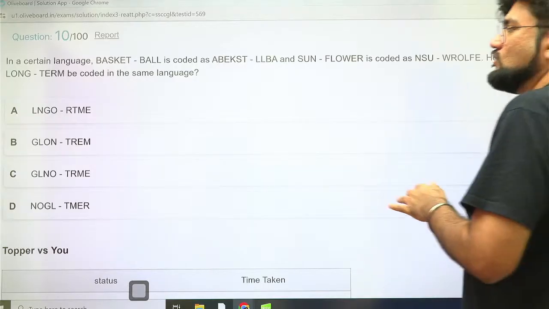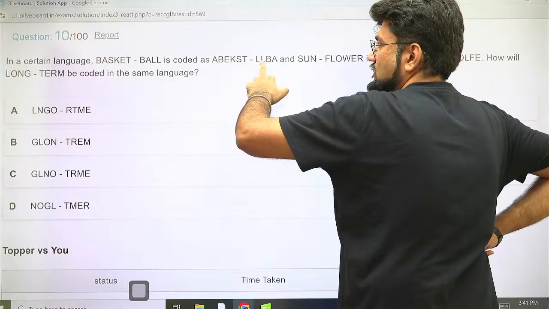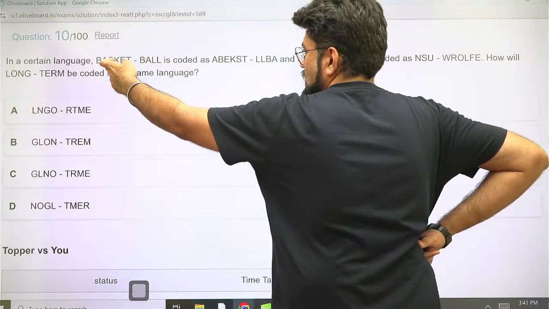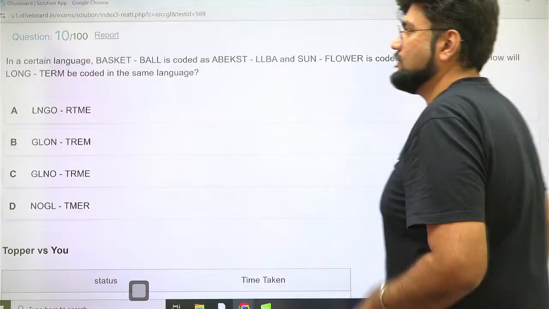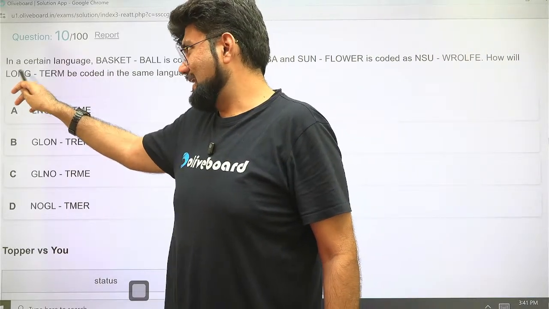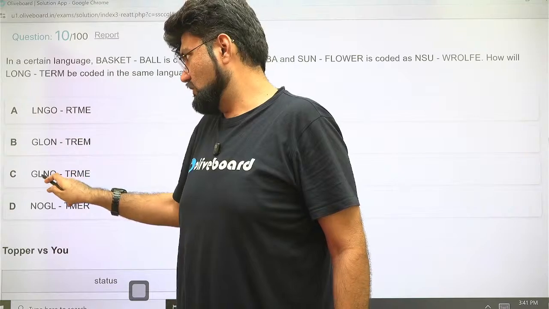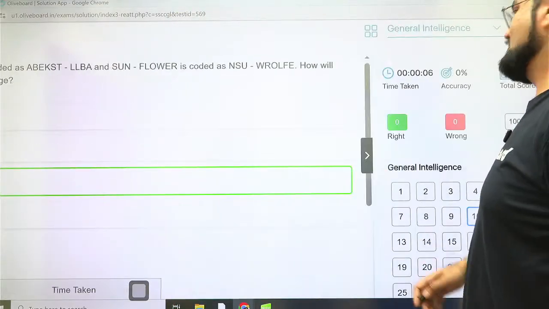Basketball, just a single glance will enable you to understand that they are being arranged in ascending order and this is being arranged in descending order. First word in ascending, second in descending. First in ascending, second in descending. So what will be the code of long term? So the first word will be ascending. So it will be GLNO. GLNO is only in option C. Option C is your correct answer. Done? 40 seconds. Next.